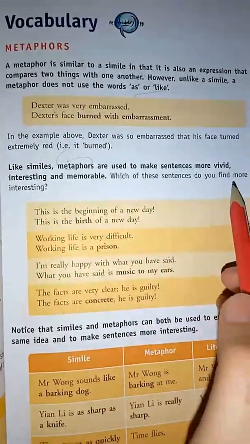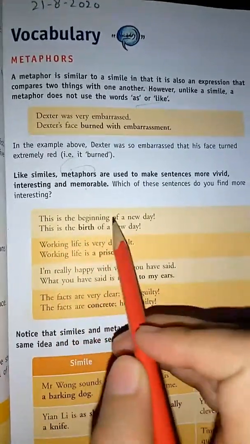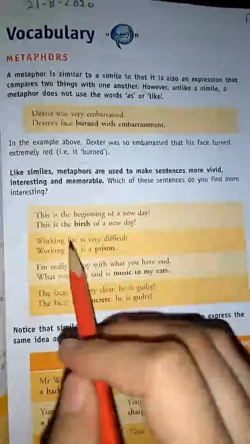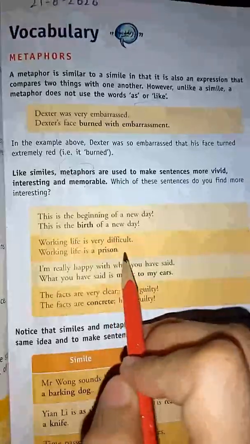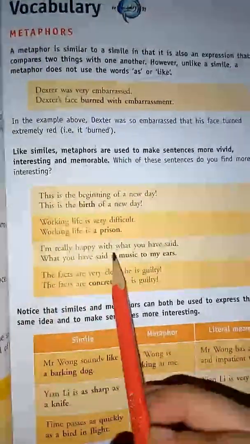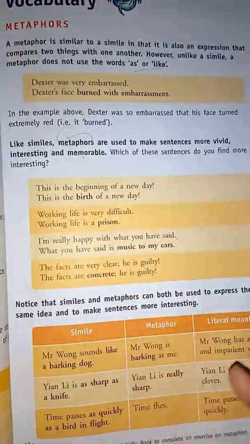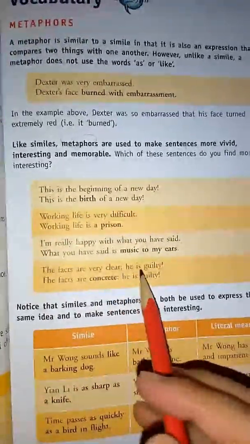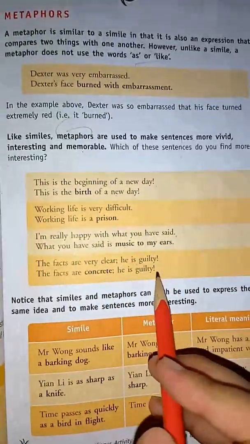Which of these sentences do you find more interesting? This is the beginning of a new day. This is the birth of a new day. Working life is very difficult. Working life is a prison. I am really happy with what you have said. What you have said is music to my ears. The facts are very clear, he is guilty. The facts are concrete, he is guilty.